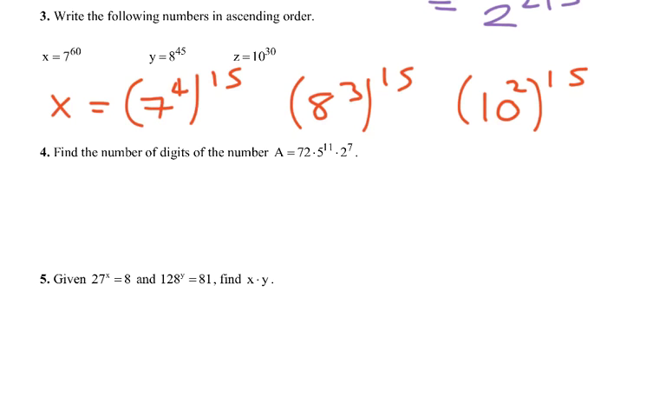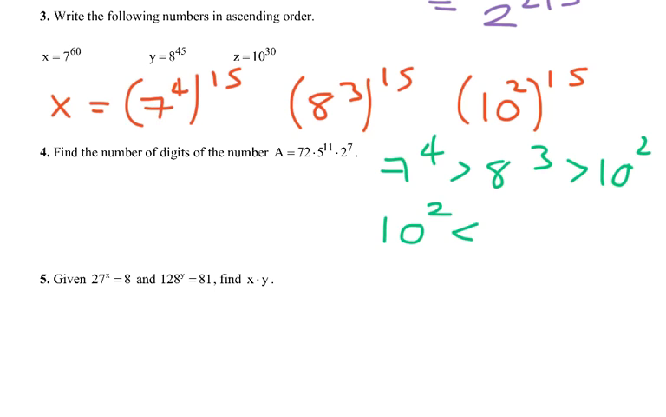And then it's a matter of which is bigger, 7 to the power of 4, 8 to the power of 3, or 10 to the power of 2. And what you'll find when you do them is that actually 7 to the power of 4 is bigger than 8 cubed, which is bigger than 10 squared. But if you're writing them in ascending order on an exam, you'd have to write it like this. Let's finish off then. Z is less than y, which is less than x.